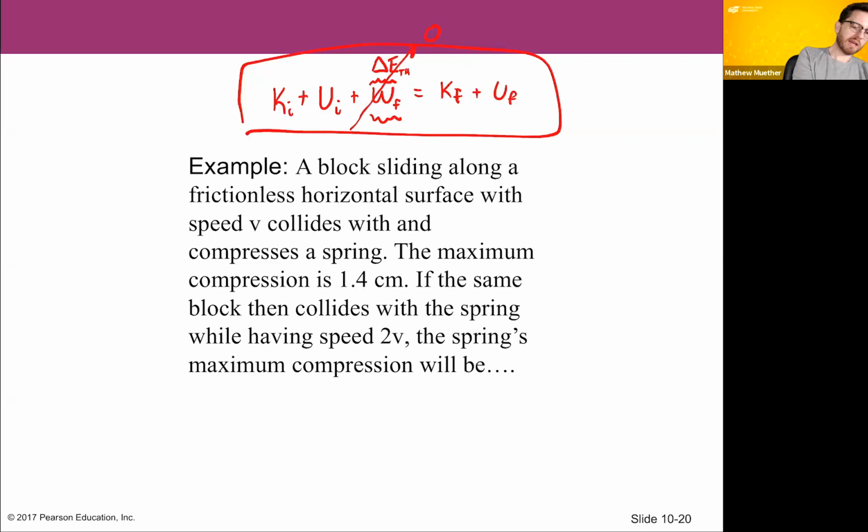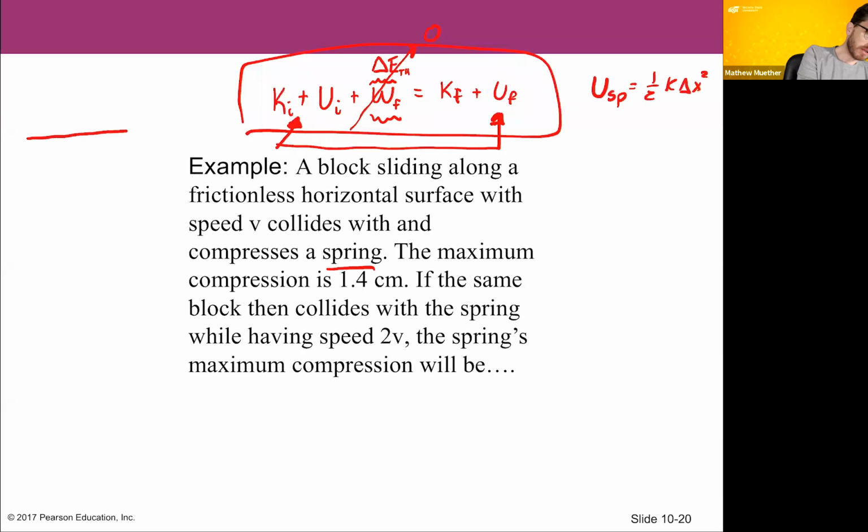So that tells us we're going to have conservation of mechanical energy, that the initial kinetic energy plus the initial potential energy should equal the final kinetic energy plus the final potential energy. What kind of potential energy are we dealing with here? Well, we're talking about a spring system. So we're going to have to consider the spring potential energy, 1/2 K delta X squared.